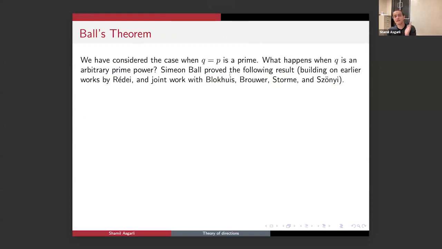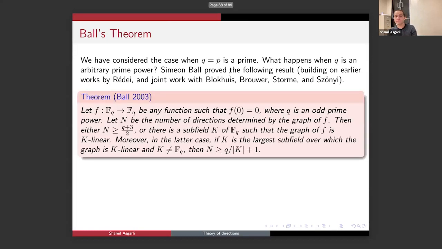And let me mention that a lot of this work was also built on previous work by Rédei, namely the work that we've discussed, but also on the joint work that Ball himself did with Blokhuis, Brouwer, Storme, and Szőnyi. I'm going to give references at the end of this slide. So here's what the theorem says.